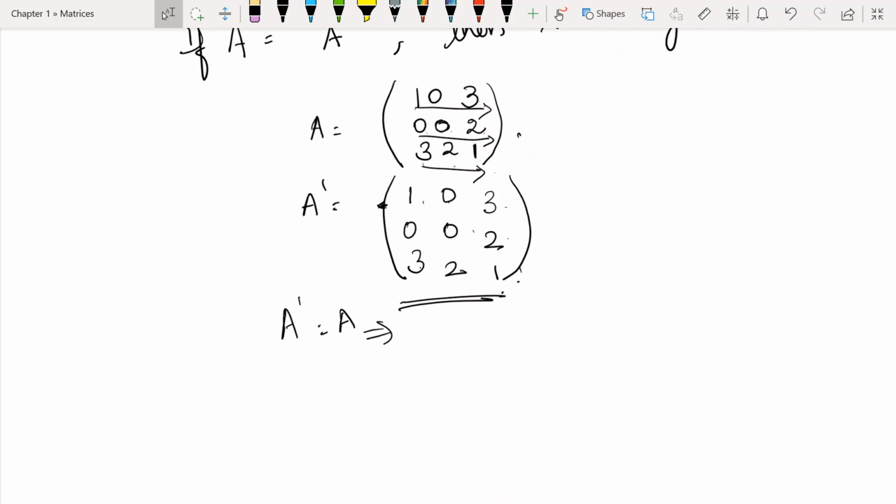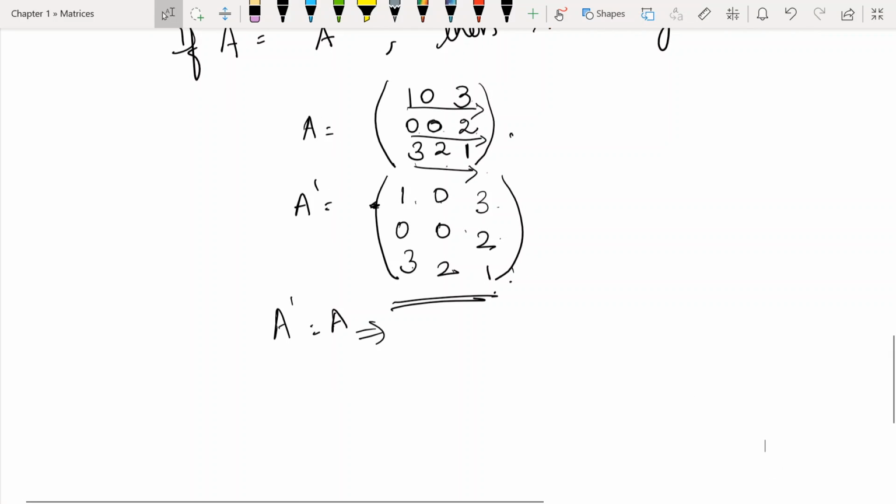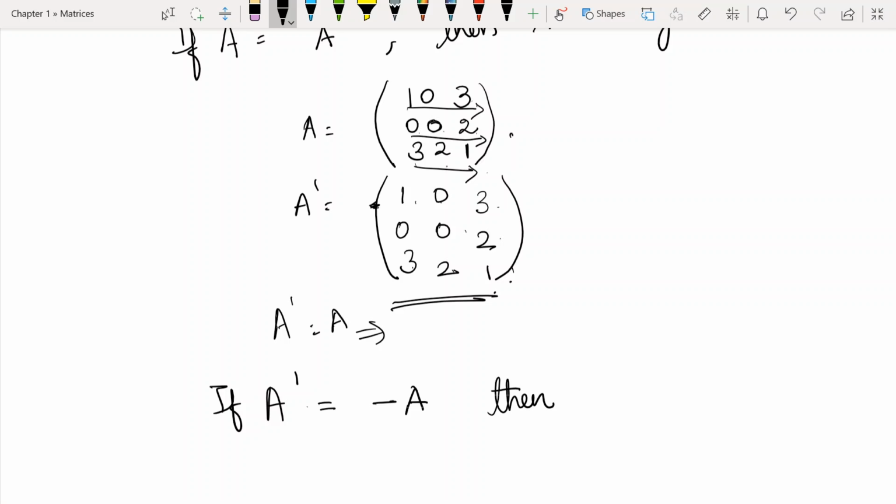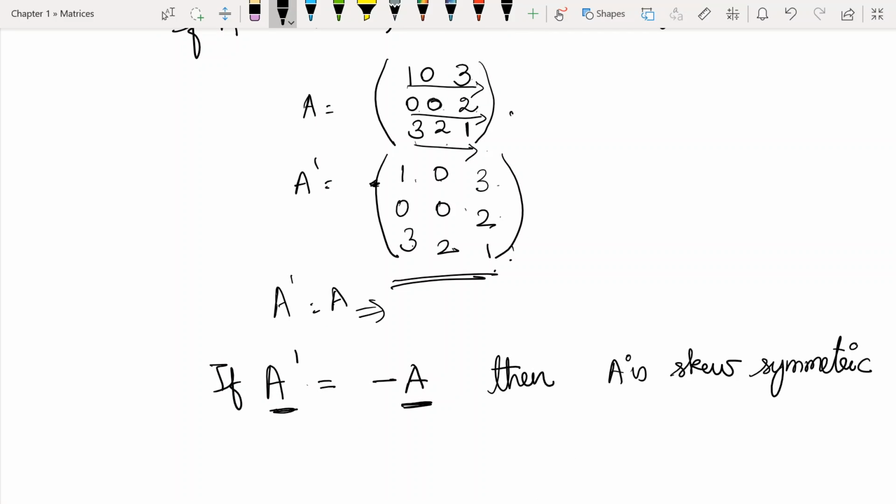Now coming to skew symmetric. If A transpose is equal to minus A, then A is skew symmetric. That is, if I transpose it and the transposed value gives me the negative of whatever I have above, then it is a skew symmetric matrix. How would that happen?